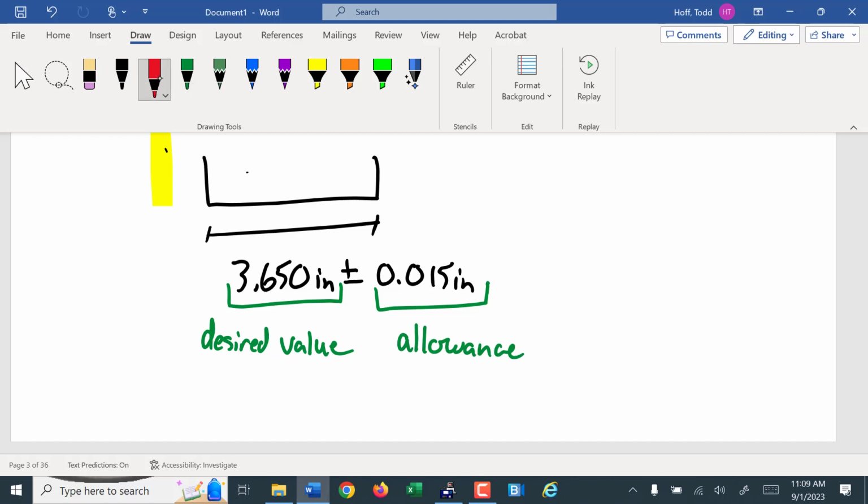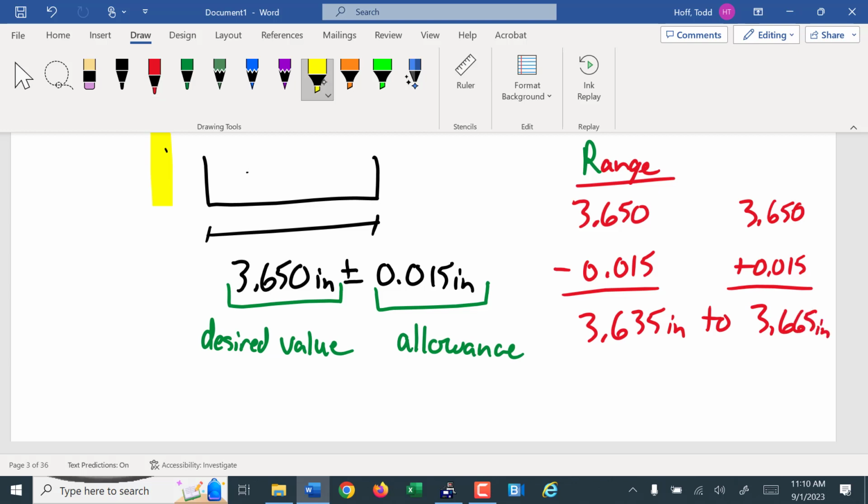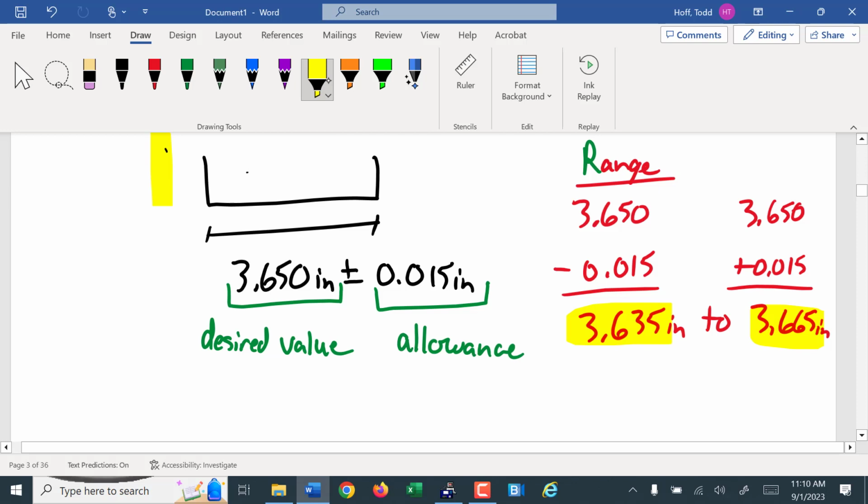This implies a range. That acceptable range would be the desired value minus the allowance. So 3.650 minus the 15 thousandths would be 3.635 inches, to the desired value plus the allowance, hence the plus or minus. So that's 3.665 inches. Anything between those measurements is acceptable.